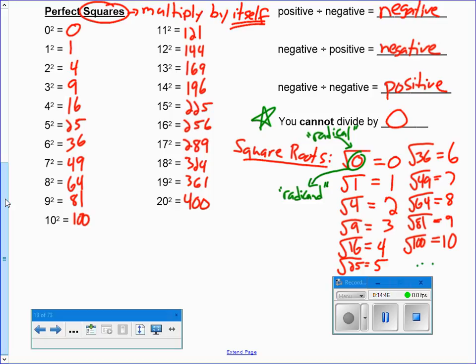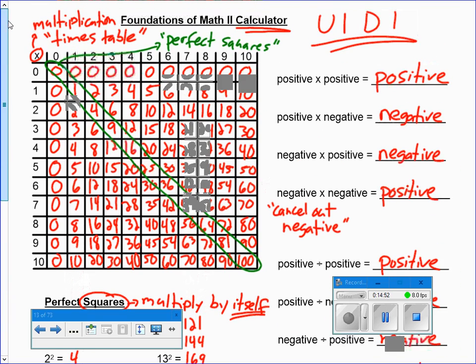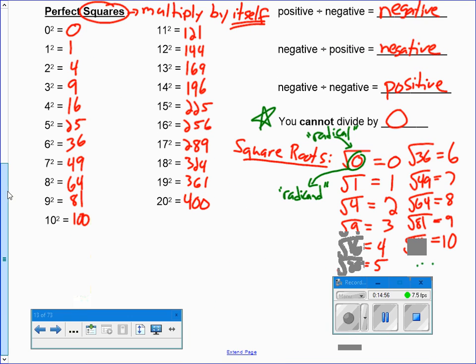So this is it for your Foundations Math 2 calculator. So you'll have this sheet you can use again on any quiz and test, but you cannot use a calculator for this class. This sheet here will serve as your calculator, so make sure you have it filled in. Make sure you don't lose it. Bring it with you on to class every day, but especially on test and quiz days.